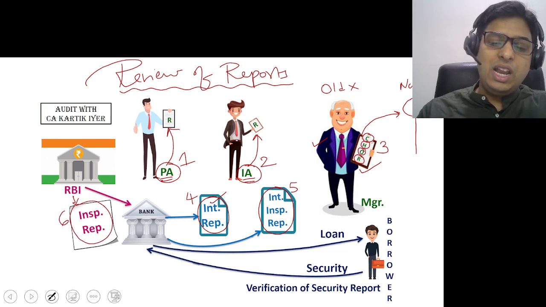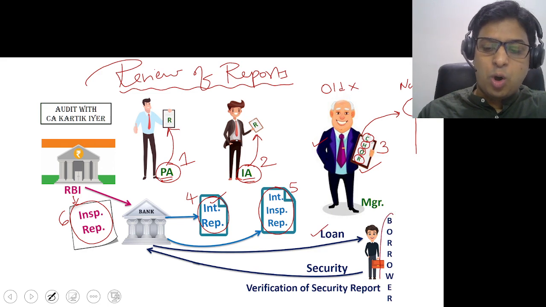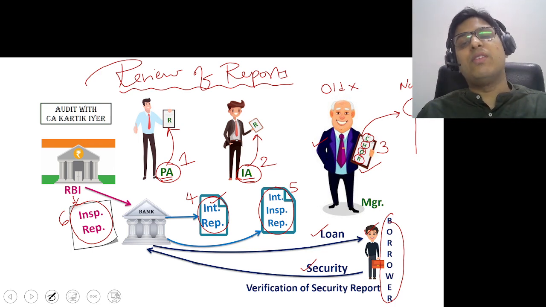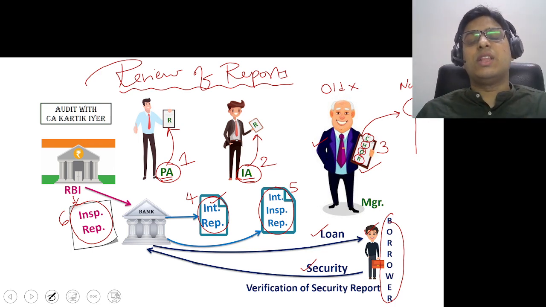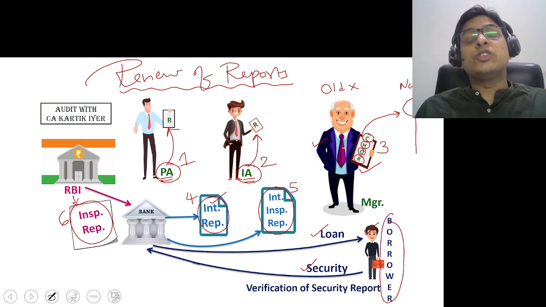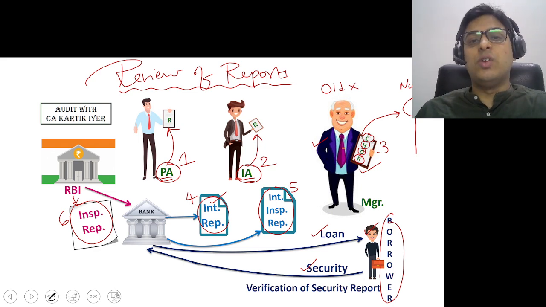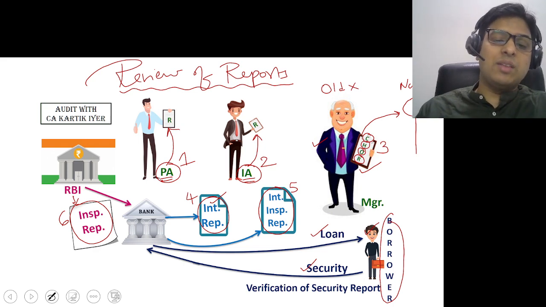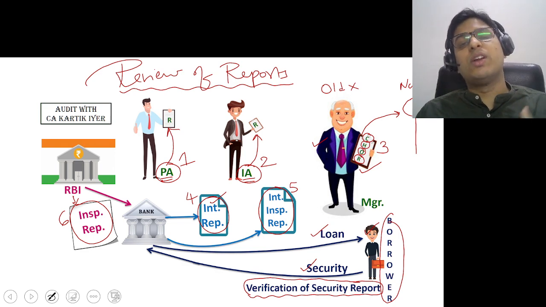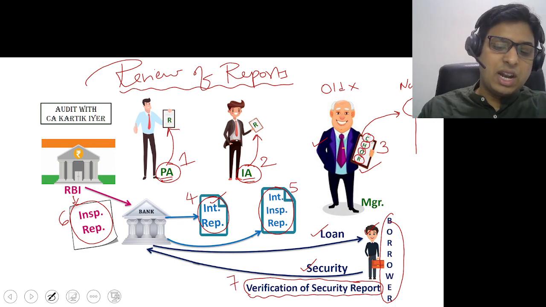Simple. Finally, when the bank gives a loan to a borrower, and this borrower gives any kind of security to the bank, the bank will release one more report regarding whether the security is intact, whether the value of security is there or not. There should be no erosion in the value of security. Remember erosion. So for that, the bank will release one more report called a verification of security report, whether security value is there in place. So for any loan that the bank has given, whether security value is there in place or not, they'll give a report on that. And that is your seventh one.